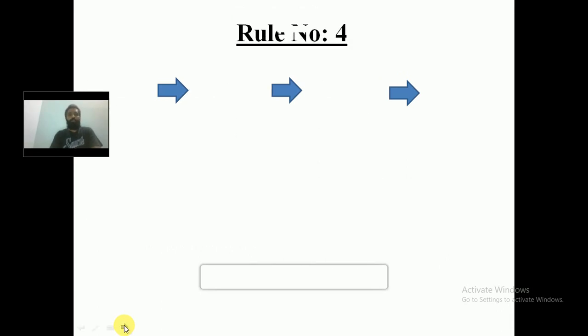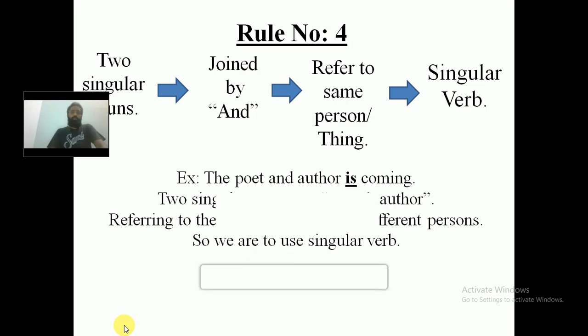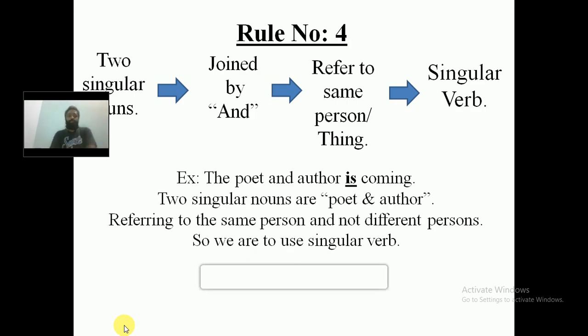Now move on to the fourth rule regarding the subject-verb agreement. Two singular nouns joined by and refer to the same person or thing. We are using the singular verb. So once again, two singular nouns joined by and referring to the same person or thing, we are using the singular verb. What does it mean? Now let's go through the example that is given here.